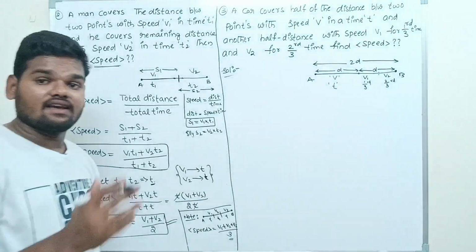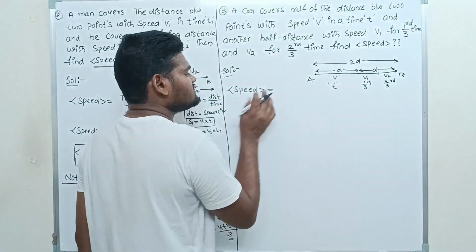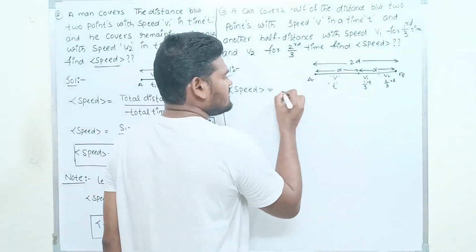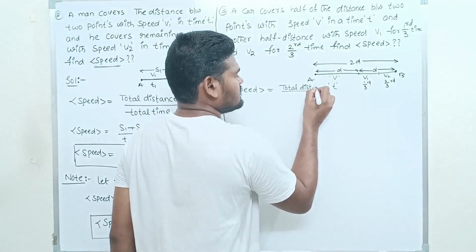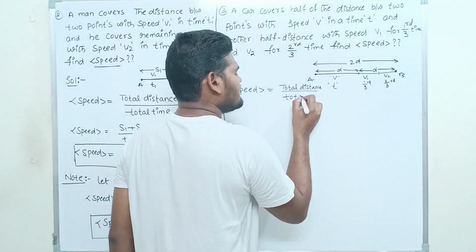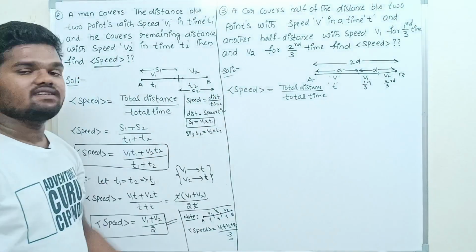We have to find the average speed. So he is asking what? Average speed. So just write the definition. What is average speed? Total distance divided by total time. So this is what? Average speed.